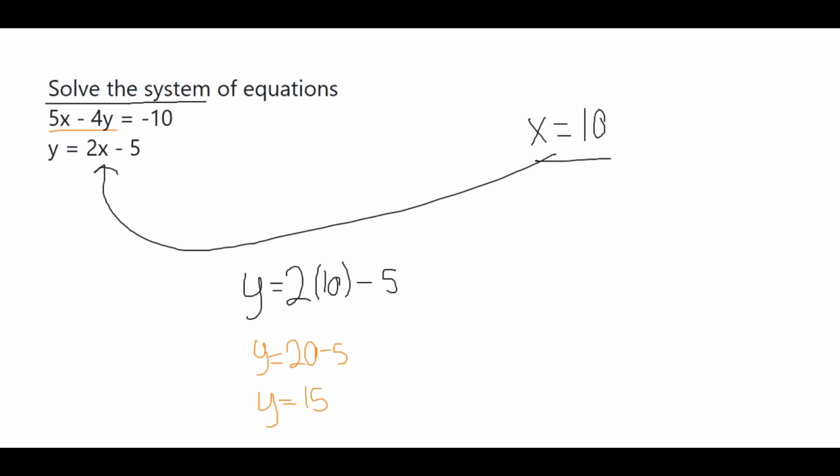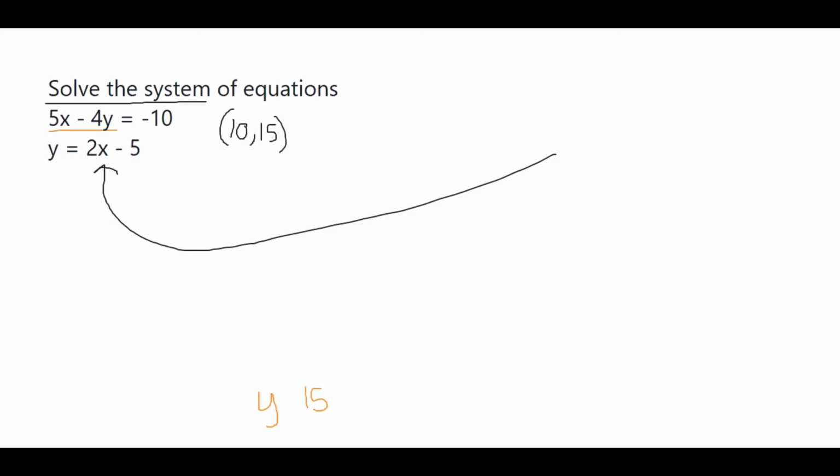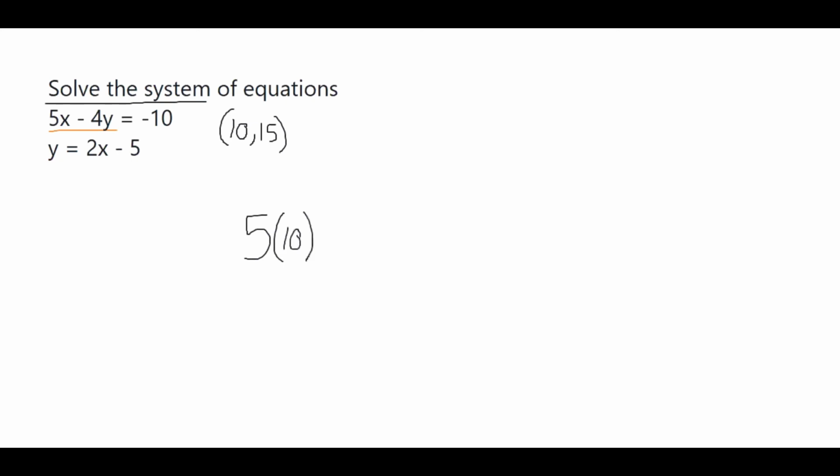I just have to check my answer. So I'm going to write my solution set, 10, 15. And to check my answer, I would plug my values into one of the equations, one or both. I'm just going to do one. I'm going to plug in the values that I found, and make sure the equation is true. So in this case, this is the first equation, by the way, I would do 5 times the value of x, which is 10, and then minus 4 times the value of y, which we found to be 15, and that would be equal to negative 10. But I don't know that yet. That's what I'm trying to find.